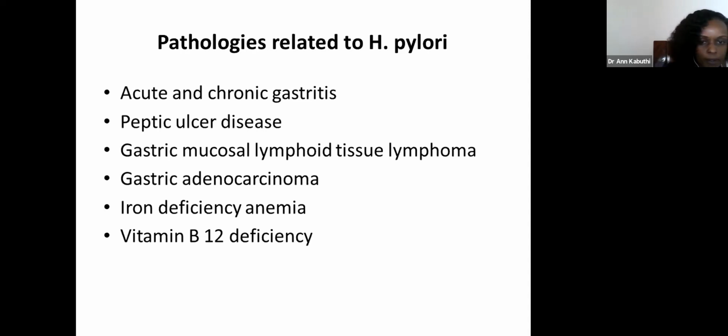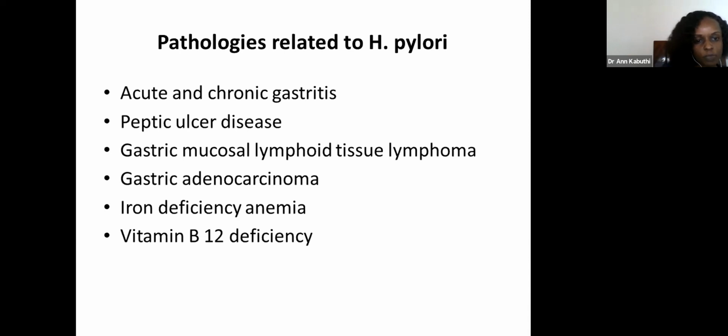So for it to cause these tumors, H. pylori causes chronic inflammation of the gastric mucosa, leading to atrophic gastritis, and also intestinal metaplasia and formation of pre-neoplastic lesions that eventually lead to formation of the gastric adenocarcinoma. Now, H. pylori strains that produce cytotoxin associated gene A toxin are associated with the causation of gastric mucosal associated lymphoid tissue lymphoma.